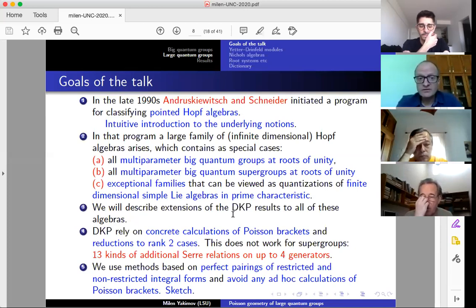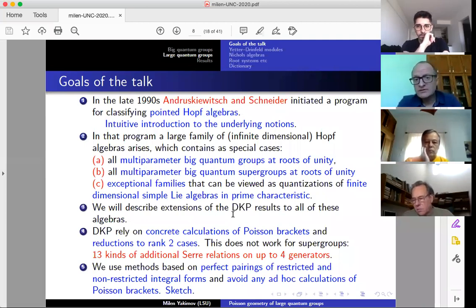So in that program, there is a very large family of infinite dimensional Hopf algebras, and we're going to treat this whole family. And inside this whole family, we see as very special cases all multi-parameter big quantum groups at roots of unity, the objects that De Concini-Kac and Procesi studied, and all multi-parameter big quantum supergroups at roots of unity. All of them appear in this family. There are also exceptional families that can be viewed as quantizations of finite dimensional simple Lie algebras in prime characteristic, but these are quantizations over the field of complex numbers.